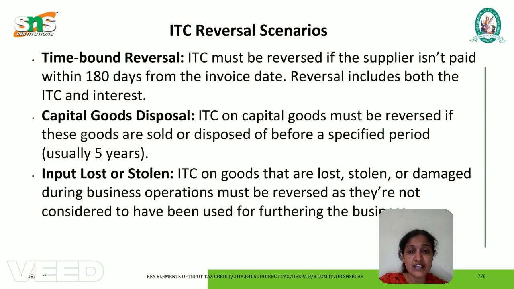ITC reversal scenarios. Time bound reversal: input tax credit must be reversed if the supplier is not paid within 180 days from the invoice date. Reversal includes both the input tax credit and interest. Capital goods disposal: input tax credit on capital goods must be reversed if these goods are sold or disposed of before a specified period, usually 5 years.